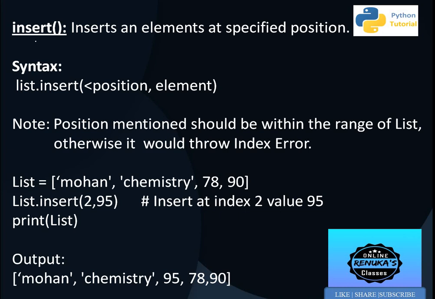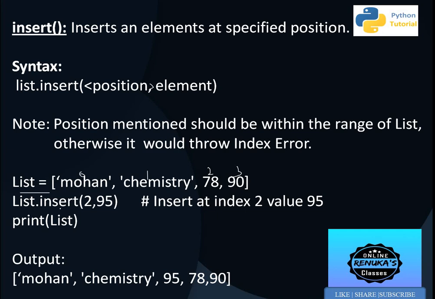Then comes insert. It is not necessary that every time we want to add an element at the end of the list. Sometimes we want to add the element at a specified position, and that position can be given with the help of an index. As we discussed earlier, the elements of a list are indexed. For example, this is a list, then index numbers 0, 1, 2 and 3. So this is how the items are indexed in a list.